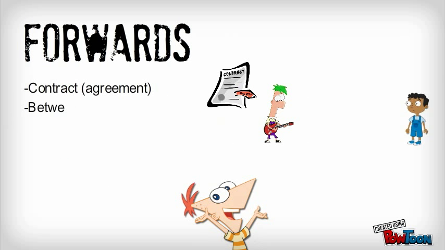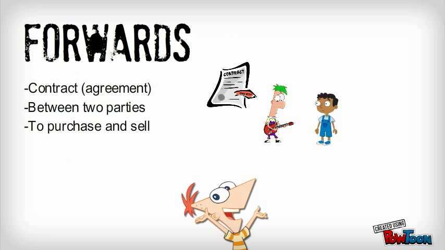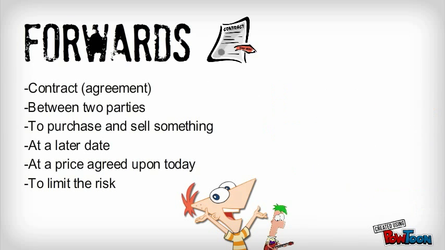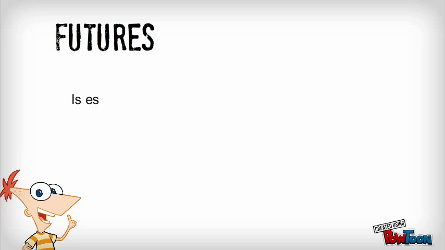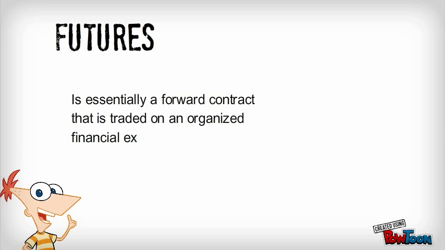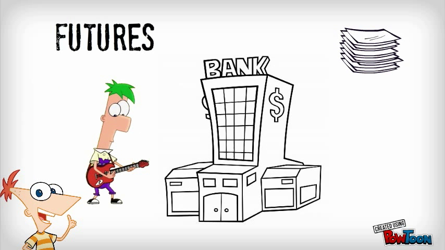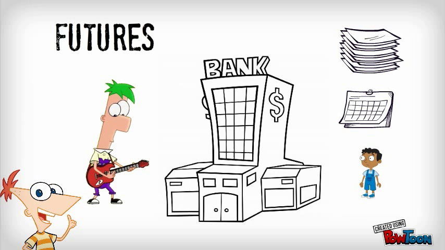A forward is a contract between two parties to purchase and sell something at a later date at the price agreed upon on the date, to limit the risk. A future is essentially a forward contract that is traded on an organized financial exchange with a predetermined form, traded daily by speculators. The main difference is that instead of delivering the guitar, money is exchanged by these institutions.